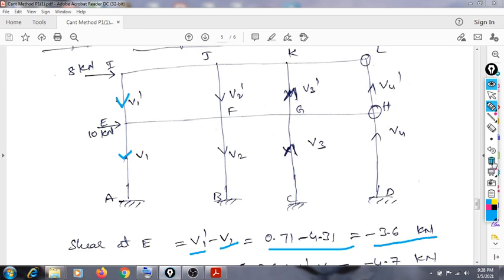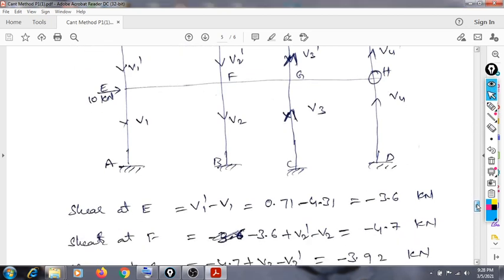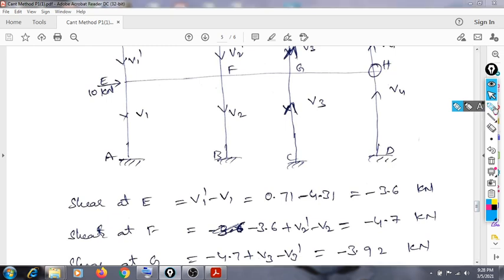In the next step, we are finding shear at F. After shear at E, we are finding shear at F. Like how we do the shear force diagram, we are also considering the left or right side forces. Similarly, we have to consider these forces, that is V1 minus V, or simply we can use minus 3.6 directly here while solving the next step. So this is minus 3.6 plus V2 dash minus V2. Here we get minus 4.7.